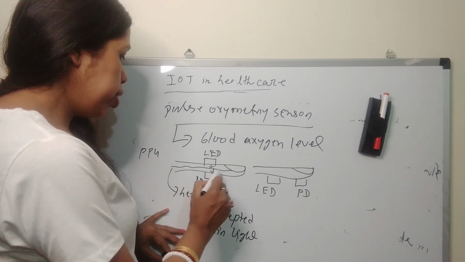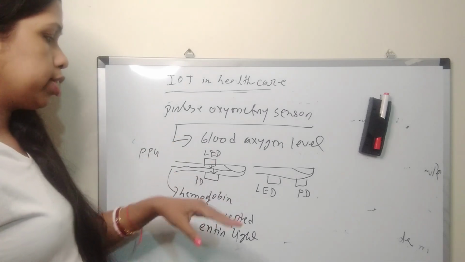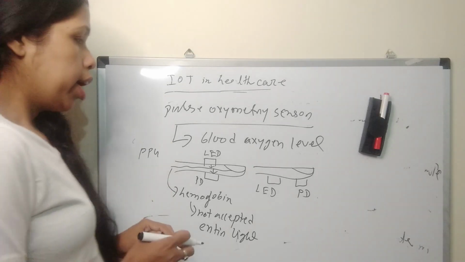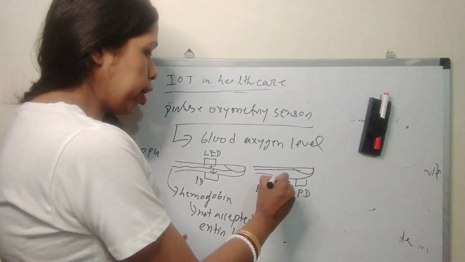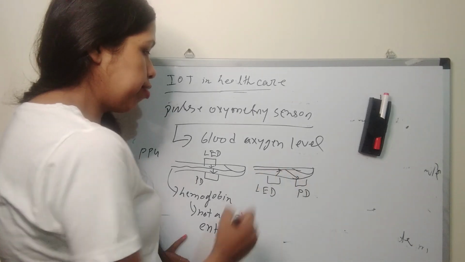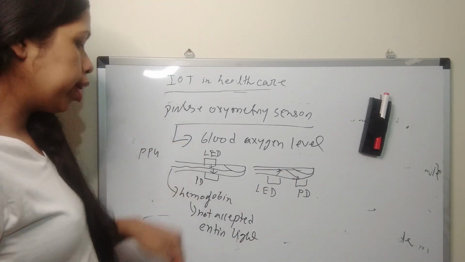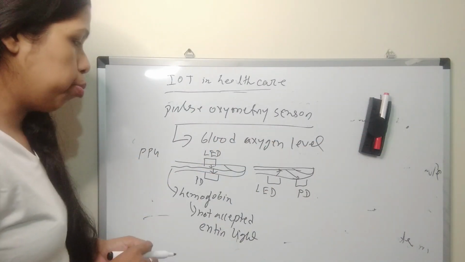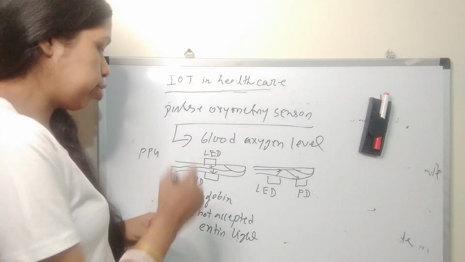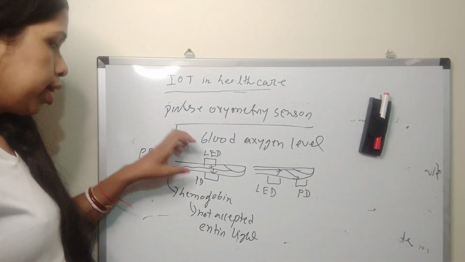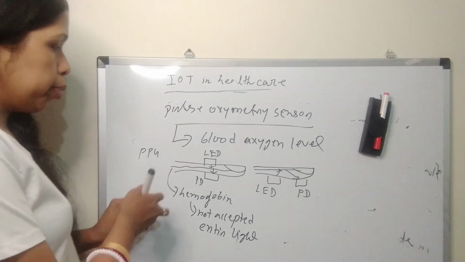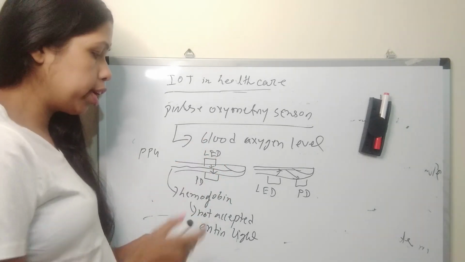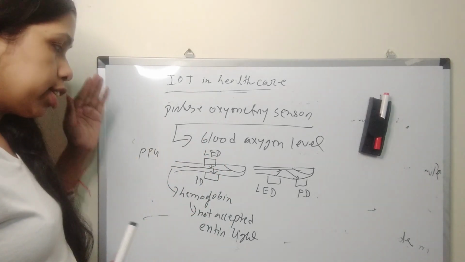Some light will be reflected, and some light will be transmitted and detected by the photodiode. Here it is passing through the hemoglobin, not totally absorbed by it. The passing light is detected by the photodiode. So the variation between the light transmitted and the light received by the photodiode gives the change in the hemoglobin.